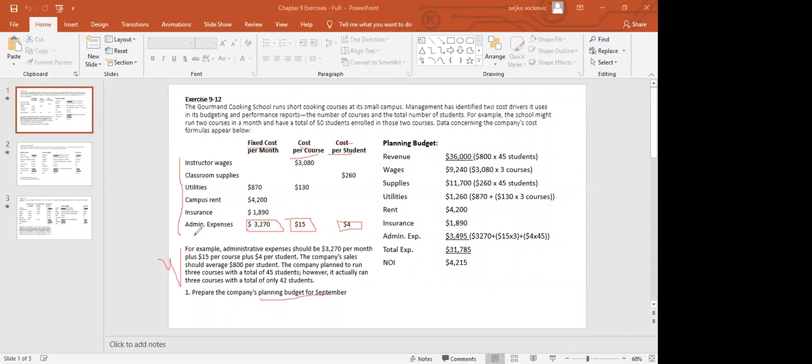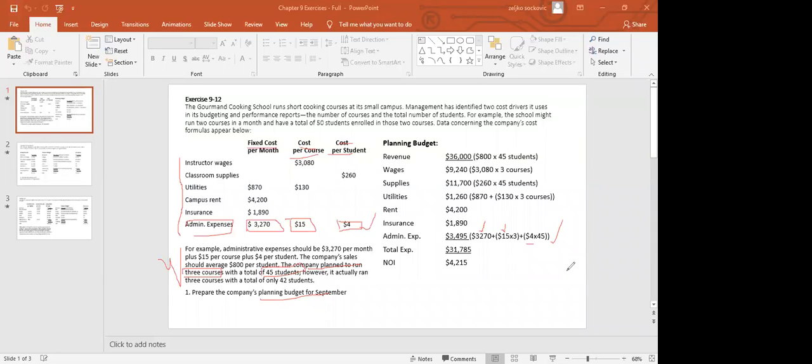So that would be, for example, admin expense, right? So we can see here admin expense, $32.70 fixed cost plus $15 times 3 courses. The company plans to run 3 courses. So that's a budget, planning budget, 3 courses. And they plan to have 45 students. So we'll multiply $4 here by 45. Okay, so this is a planning budget.